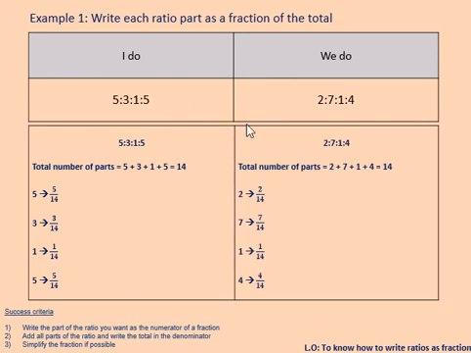Okay, and for the we do, we have 2 to 7 to 1 to 4. And we've got to write each ratio part as a fraction of the total. So we need to add all these numbers up. So 2 plus 7 plus 1 plus 4 gives us 14 in total. So we've got 14 parts in total. And then to write the first part as a fraction, we do 2 over 14, which can simplify to 1 over 7. For the second part, we do 7 out of 14, which can simplify to a half. Then 1 over 14, and then 4 over 14, which can simplify to 2 over 7.